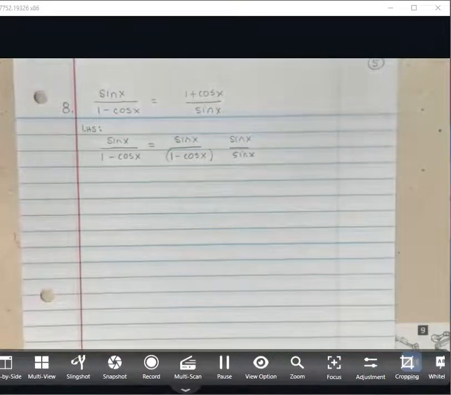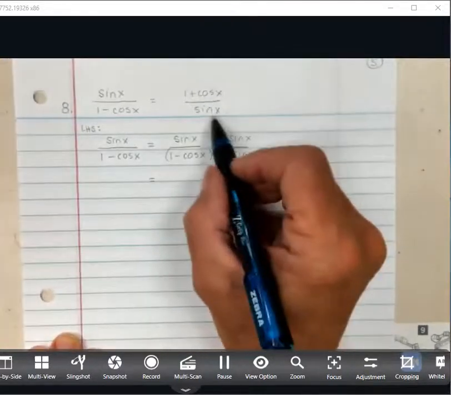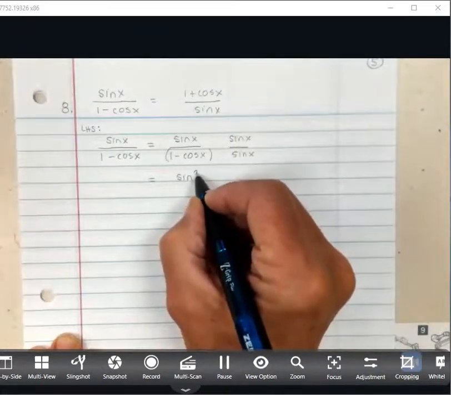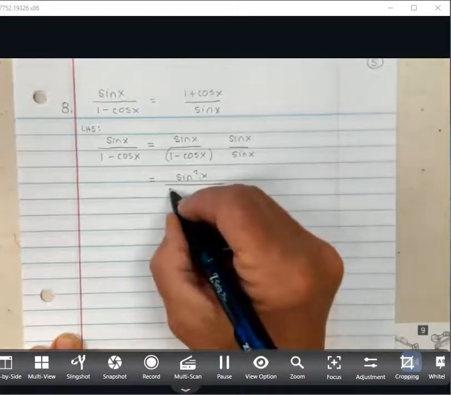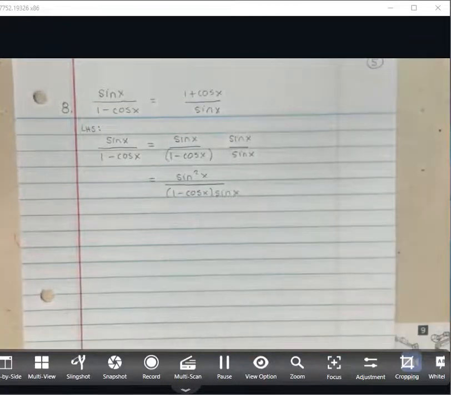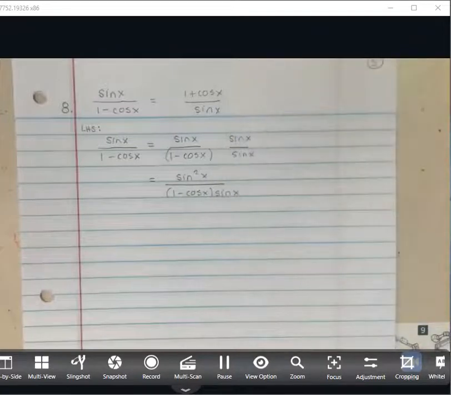Okay. So it's going to give me a sine squared of x on top. I'm going to keep the denominator factored because I want to keep my sine of x separated. So I'm going to write that as the sine squared of x over the product of 1 minus the cosine of x times the sine of x. So now I'm looking at my expression up here and I don't have any sine on the top. So I'm going to make a replacement for the sine squared of x. What am I going to put in for sine squared of x? 1 minus cosine squared.